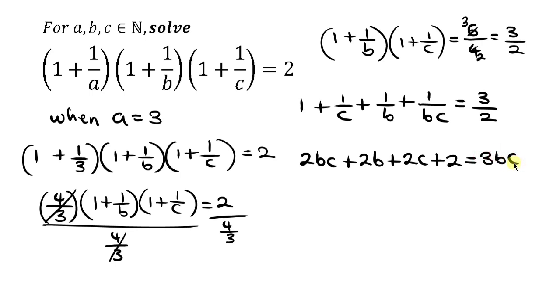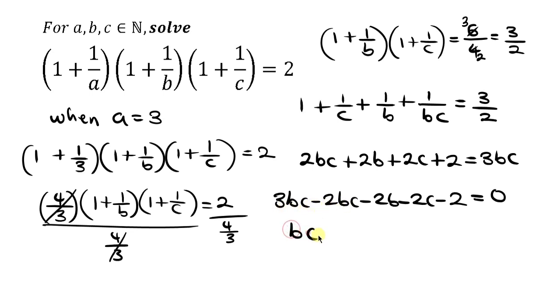Our next step will be for us to move all the expressions on the left to the right. So I've already got 3BC on the right. So when 2BC crosses over, it becomes minus 2BC. When 2B crosses, it becomes minus 2B. This becomes minus 2C, and this becomes minus 2, equal to 0. Now simplifying further, 3BC minus 2BC is BC. This is minus 2B, this is minus 2C, and this is minus 2, equal to 0.